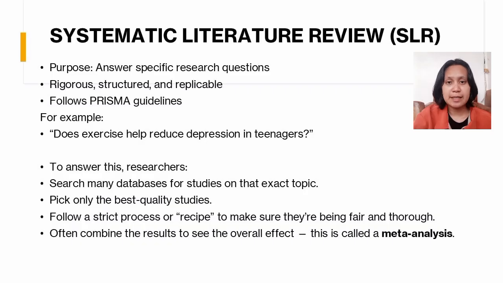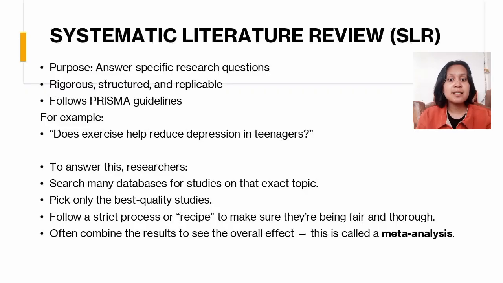First, we have systematic literature review. A systematic review is used when a researcher wants to answer a specific question. A systematic literature review is a rigorous research methodology that provides a comprehensive and unbiased summary of existing scholarly research, to answer a specific, well-defined research question. It follows a strict and transparent methodology to locate, evaluate, and synthesize all relevant studies.